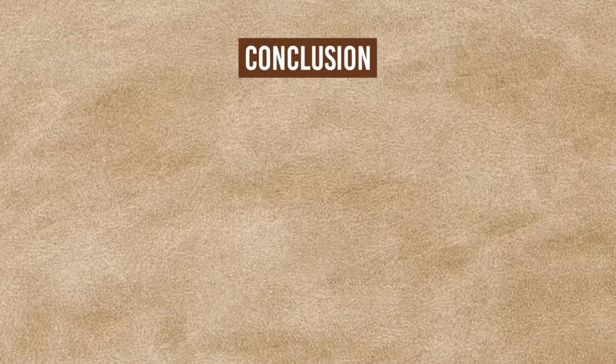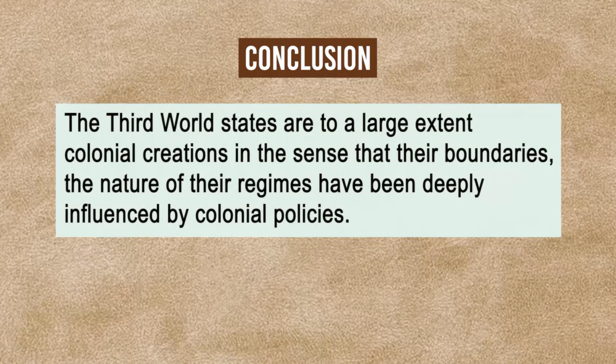So, the constraints on the ruler's decision making and the bureaucrats' discretion vary with the nature of the state, often becoming more restrictive as the nature of the state shifts from traditional monarchy to traditional dictatorship to authoritarian and ultimately to the democratic state. So, I would like to conclude this module by saying that the third world states are to a large extent colonial creations, in the sense that their boundaries and the nature of their regimes have been deeply influenced by the colonial policies.